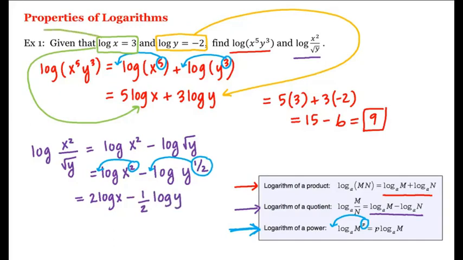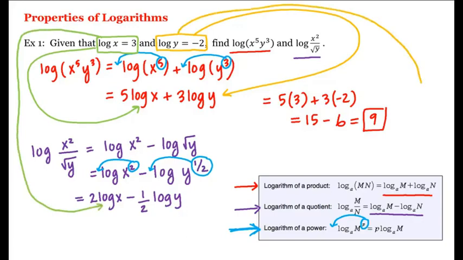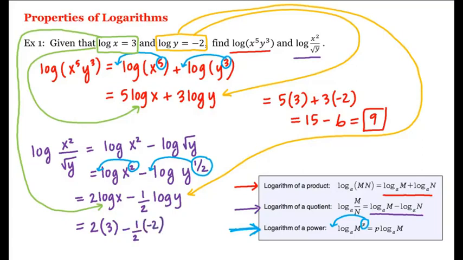Again, we can use the fact that log x is equal to 3 and that log y is equal to -2, which gives us 2 times 3 minus 1/2 times -2, or 6 plus 1, which is equal to 7, which is our answer.